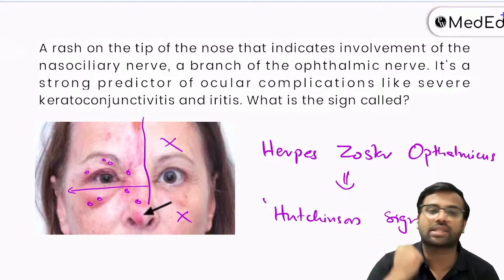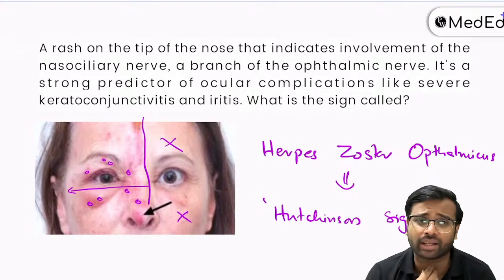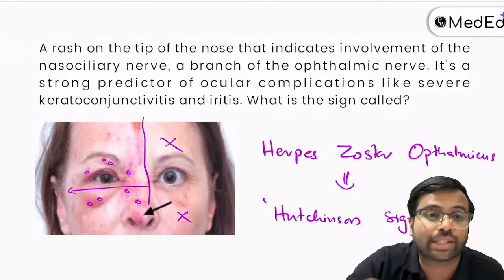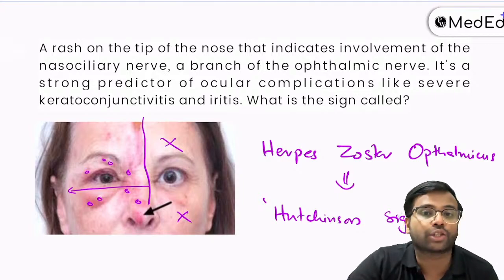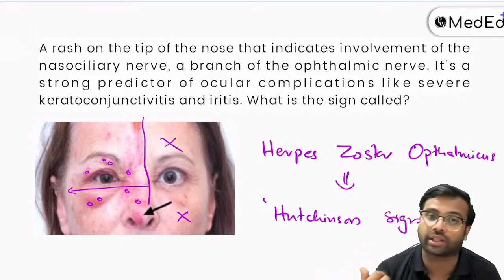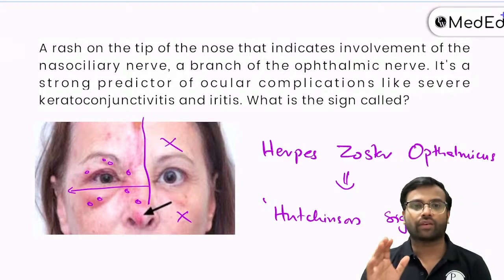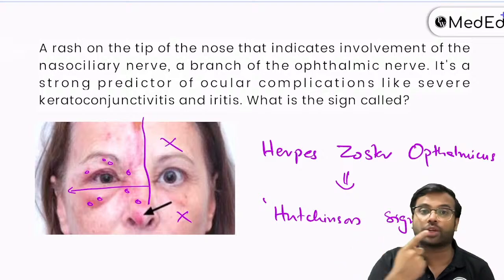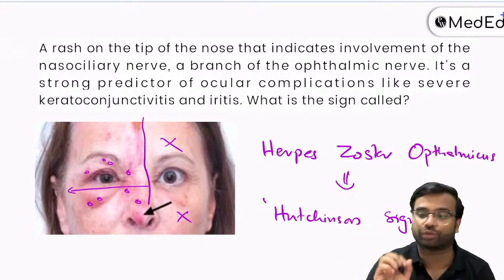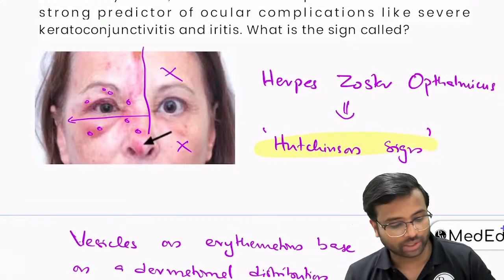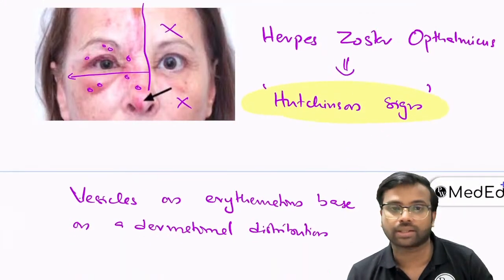So just read out the name of the sign. A rash on the tip of the nose indicates the involvement of the nasociliary nerve, a branch of the ophthalmic nerve. It's a strong predictor of the ocular complications like keratoconjunctivitis and iritis. So how do we know that the eyes can be involved? When you see a vesicle at the tip of the nose. Okay? So that is called as Hutchinson sign. So please remember the sign which is called as Hutchinson sign.